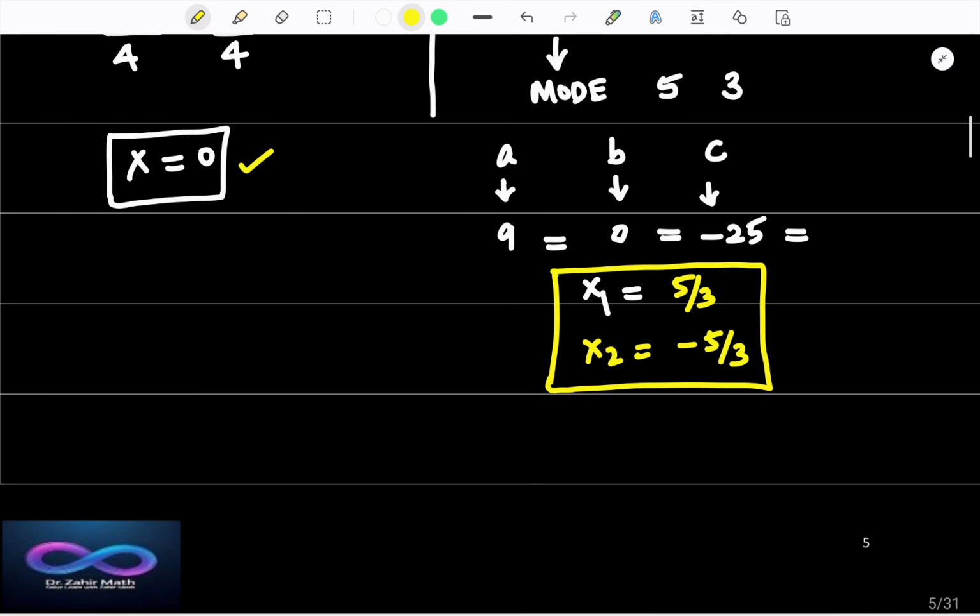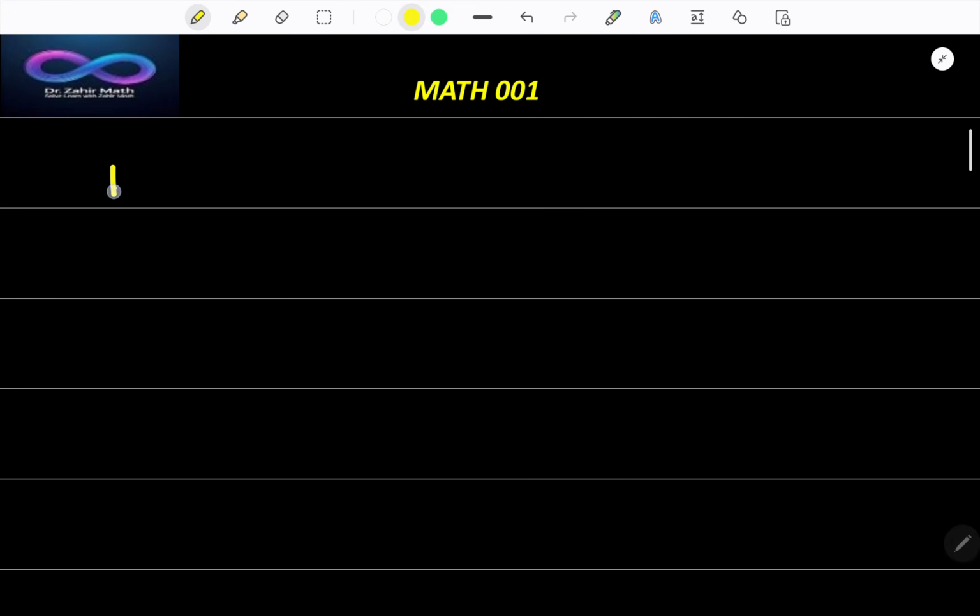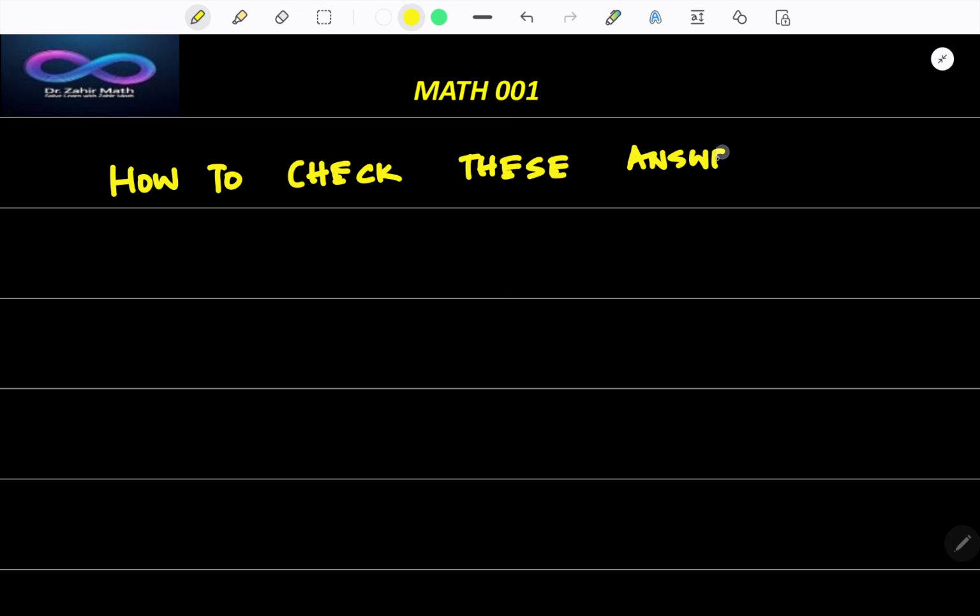Clear all of you? You can check your answers correct or not in the calculator. How? I will tell you. Listen carefully. How to check these answers are correct, right? Just a quick shortcut I'll tell you. If you want, you can use it. Otherwise, you can skip this step because you want to make sure your answer is correct inside the exam room.